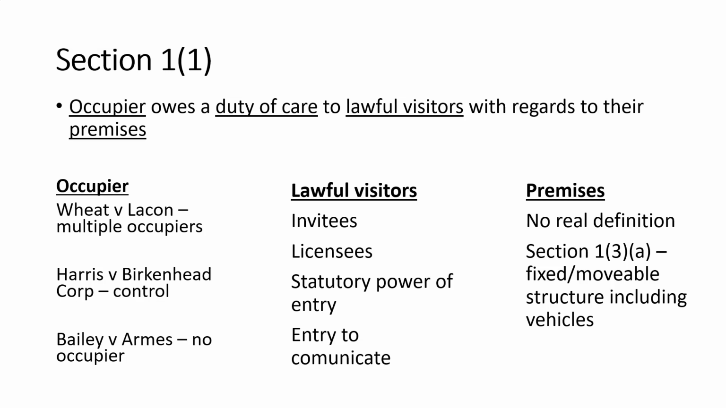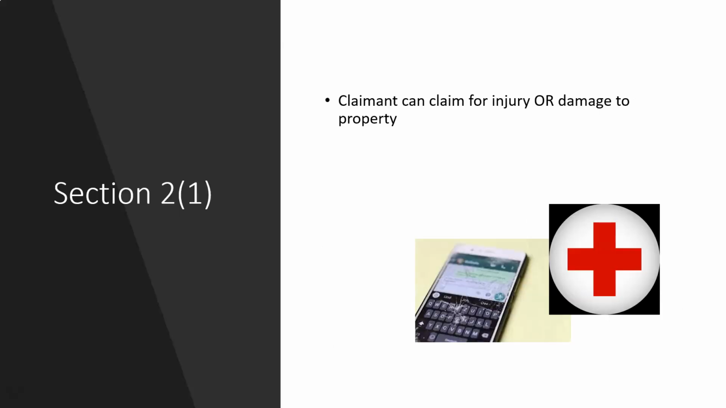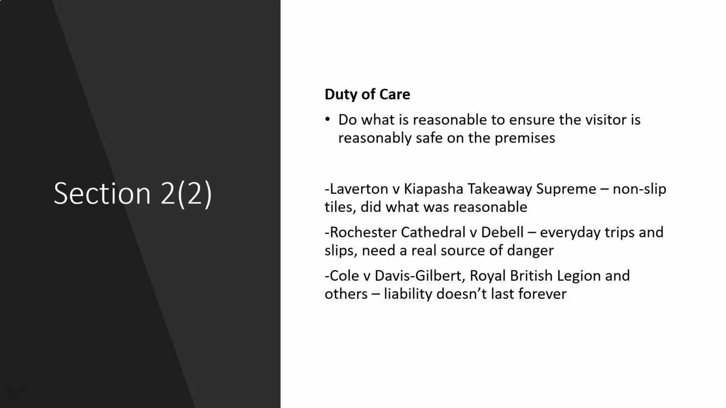So you've got to make sure you know all those three things, and I'll go through how you apply that in a scenario later. Section 2.1 says that a claimant can claim for injury or damage to property. So any claimant who's suing the occupier in these cases can claim for injury or damage to property, and that's one of the key differences with trespassers. You'll see that trespassers can only claim for injury, not damage to property, but lawful visitors can claim for both or either.